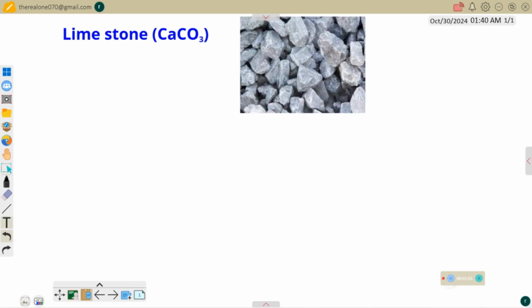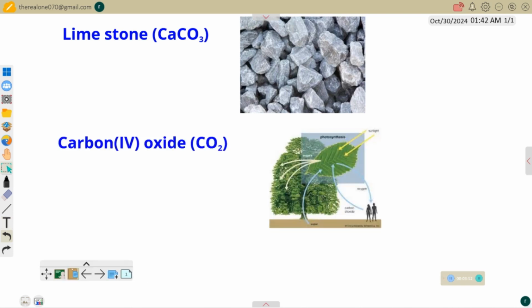Another example is carbon 4 oxide that we breathe in, which is CO2. Carbon 4 oxide is the gas that we breathe out, which is CO2. And it is a combination of both carbon and oxygen, which cannot be easily separated by chemical means.